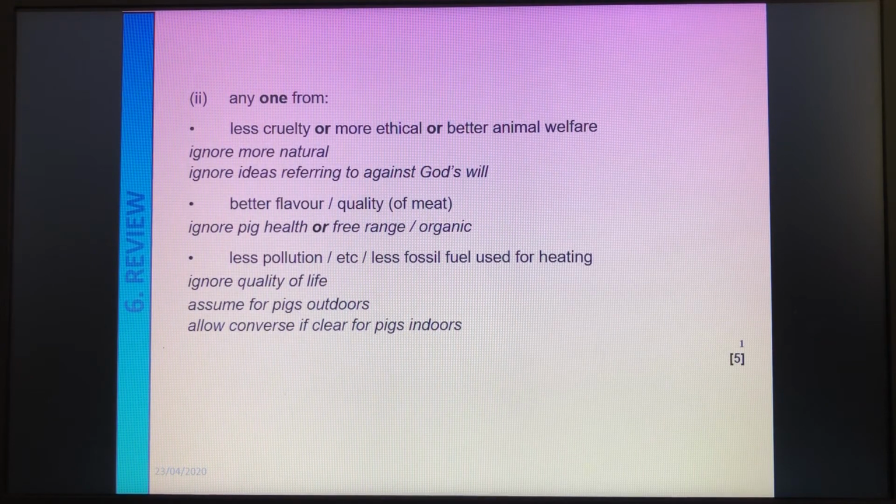And the final one, why would we not want to see them kept indoors? Because for them to go outdoors, it is more ethical, there's less cruelty, better animal welfare. A lot of people say that you get a better quality of meat because they're able to exercise, it's not as fatty, less pollution, less fossil fuels used for heating, or you could write the opposite, if you were looking at the pigs indoors.